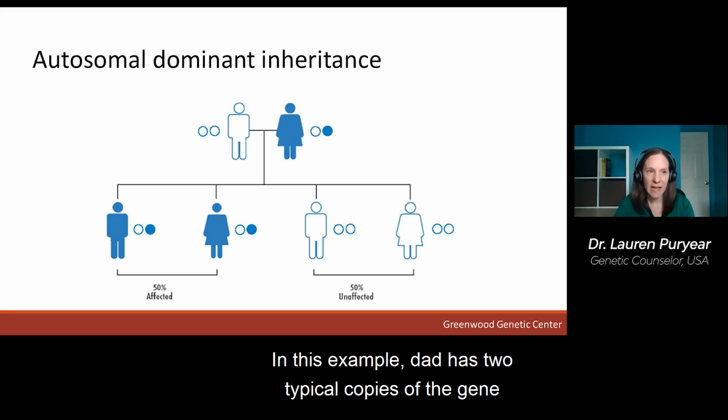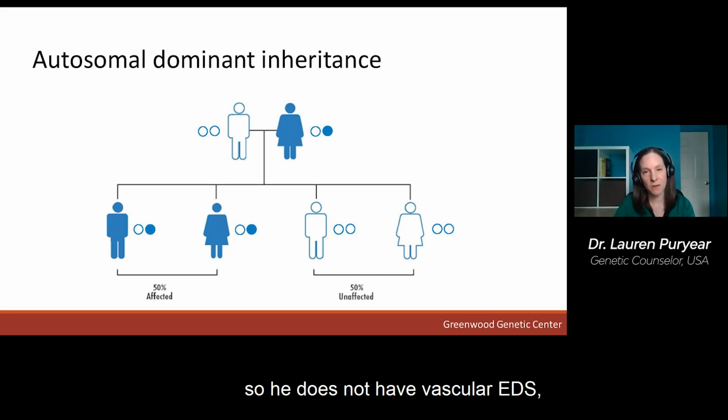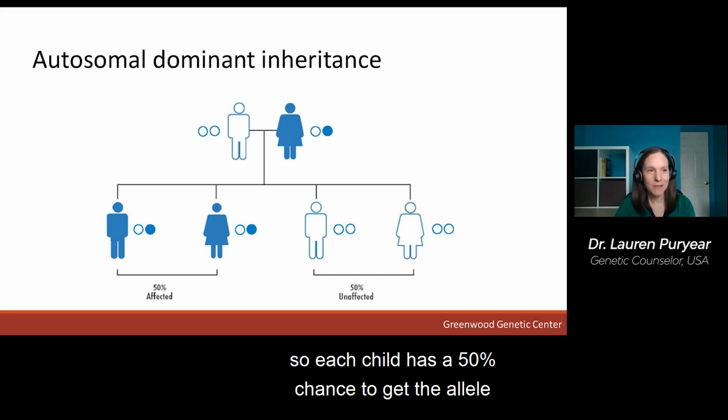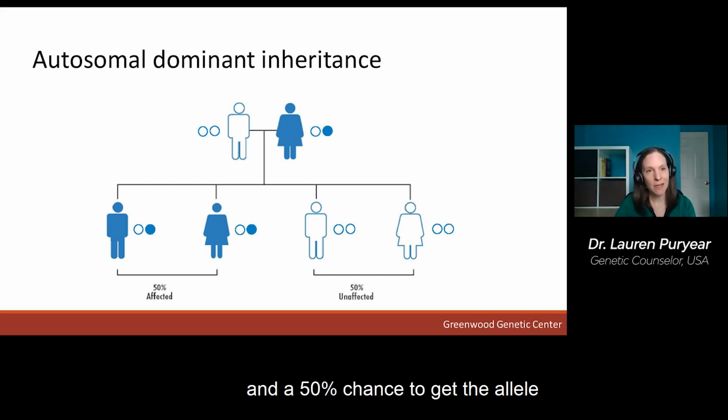In this example, dad has 2 typical copies of the gene, so he does not have vascular EDS. And when he fathers a child, he will either pass on one allele or the other. Mom will also pass on one allele or the other. So each child has a 50% chance to get the allele with the pathogenic variant and a 50% chance to get the allele without a pathogenic variant from her. About half of people with vascular EDS inherited a pathogenic variant from a parent with the condition.